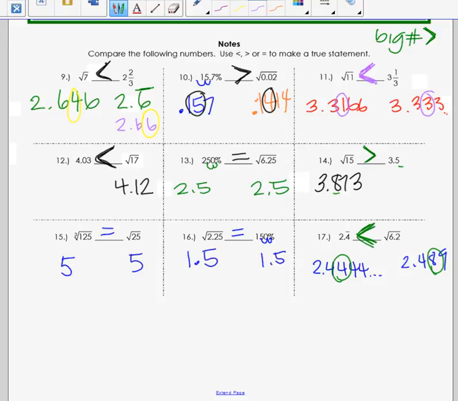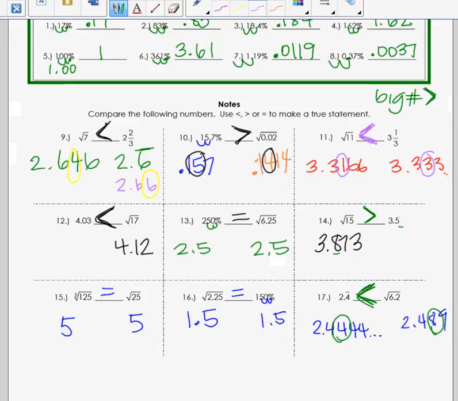Okay, so when you're doing these on your homework, you want to convert everything to decimals, and then you want to compare, and you have to just keep going until something's different. That's why you see me writing it all out. Some of them are going to be really close, so if you're just trying to guess and not write anything down, it's going to be hard for you.